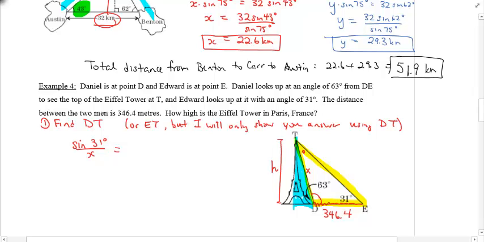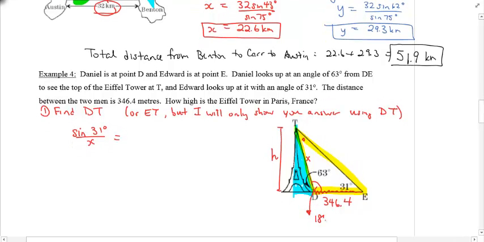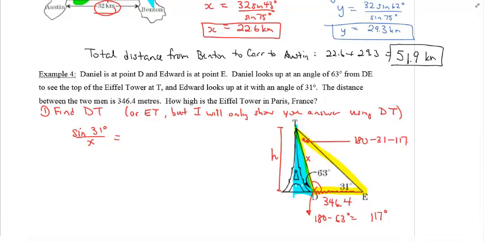But I do know this angle here because angles on a line add up to 180. So 180 minus 63, that equals 107, I believe. Oh, no, I'm wrong. 117. Just checking. And then therefore, this angle up here would be 180 minus 31 minus 117. 180 minus 31 is 149, I think. Minus 117. I think that's actually 32 degrees.